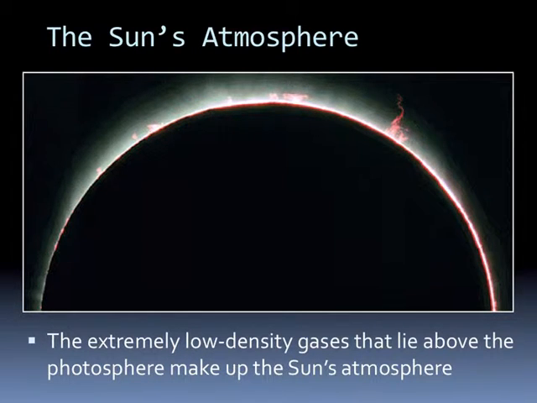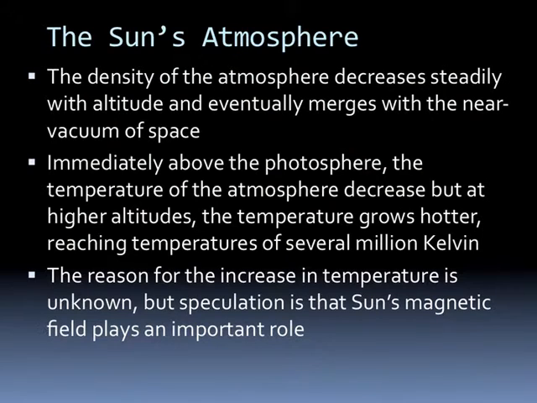Now, since the sun is all a ball of gas, it kind of seems strange to talk about the atmosphere. But the atmosphere is what is going to be above the photosphere, the visible surface of the sun. It's extremely low-density gases that lie above it. The density of the atmosphere decreases steadily with altitude and eventually merges with the near vacuum of space.